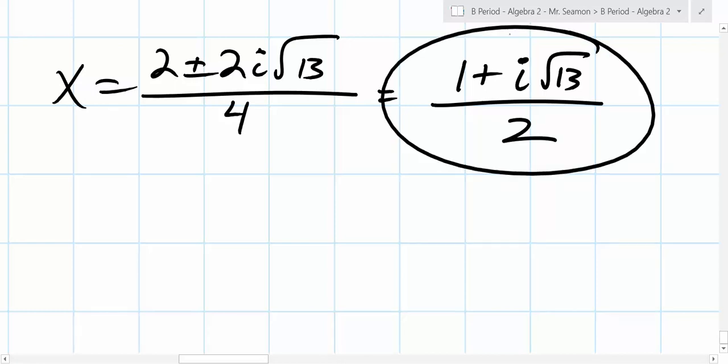Yep. Did the work change even though it's imaginary? No. Work is the same. I'm sorry, I meant to write minus 7. But wouldn't it be 1 plus or minus? Oh yes, it's plus or minus, sorry. 1 plus or minus.